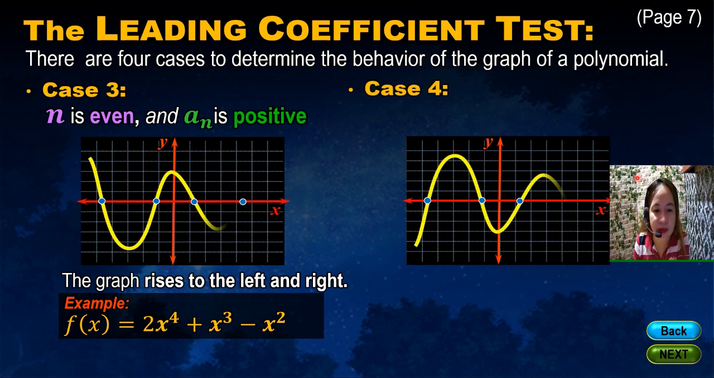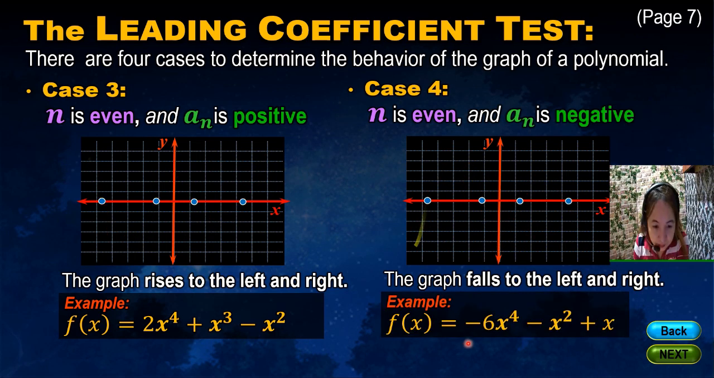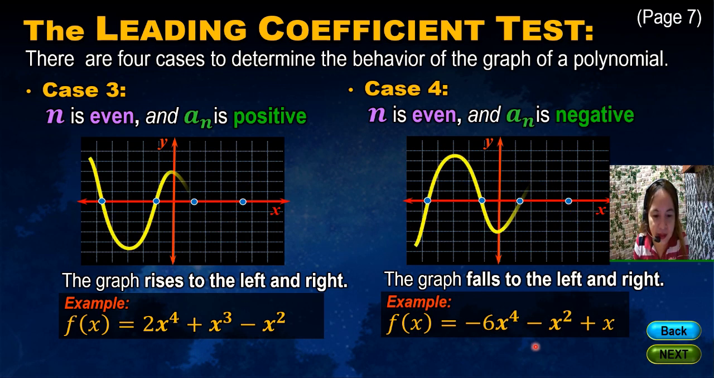Okay, yung case number 4 naman, ang n niya ay even, pero ang leading coefficient niya ay negative. So, the graph falls to the left and falls to the right. Negative 6x raised to 4 minus x squared plus x. So, ang leading term natin ay negative 6x raised to 4. So, the degree is 4 and 4 is an even number. Tapos, the leading coefficient ay negative 6 and negative 6 is a negative number. So, ibig sabihin, even negative. So, if it is even negative, the graph falls to the left and falls to the right.